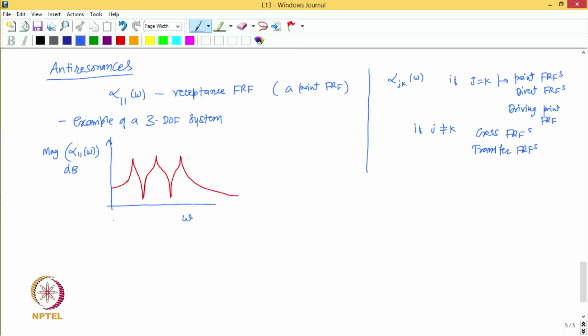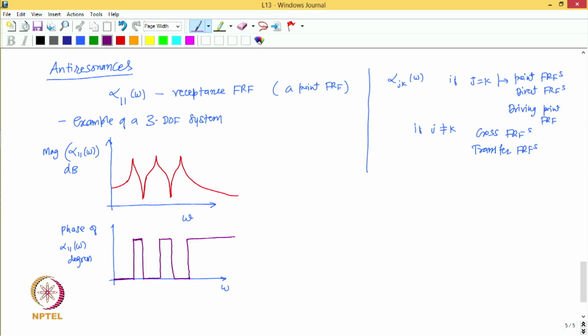And if I also plot the phase of alpha 1 1 omega, in degrees, here I have the frequency axis, and this phase may look something like this. It is an undamped system. So, phase is 0 before the resonance frequency, and then we have the phase building up like this, then again going down here, and again it builds up, again it reduces, and again it builds up like this. So, this is the phase plot of this particular FRF.